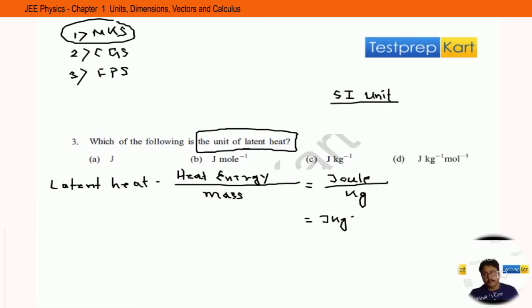To the power -1, the system we have learned at the beginning of our journey, that we applied it. Kg is in the denominator. I transferred it to the numerator and it becomes kg to the power -1. So, the first one is joule, it can't be. Second one is joule mole to the power -1, it can't be. Third one is joule kg to the power -1, it is the correct answer. Joule kg to the power -1 mole to the power -1, it is not the correct answer. So the correct answer becomes C. I hope it is clear.